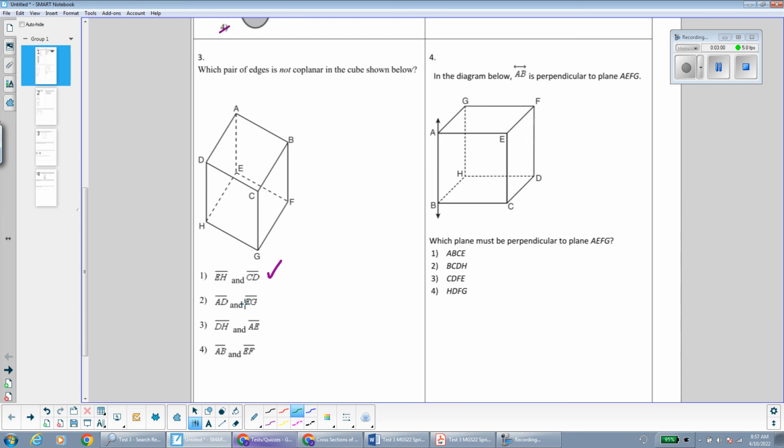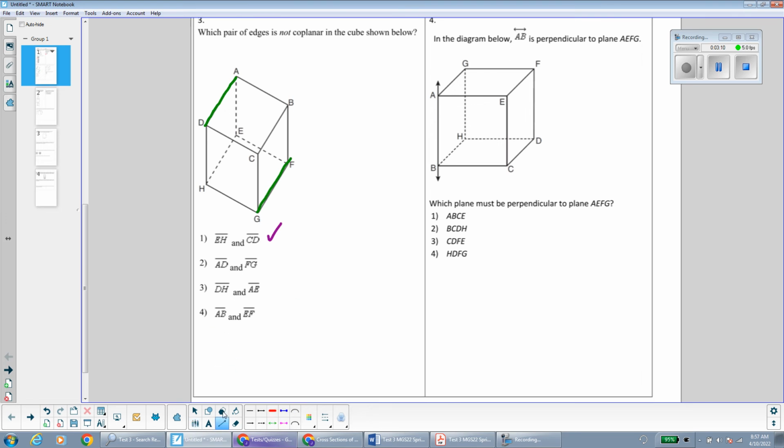For number 2, AD and FG. At first glance, it doesn't appear that these are on the same plane as each other. But if I connect the endpoints diagonally, I see that they are on the same slanted plane as each other. I didn't connect that so well. Let me try that again. There we go. So they are on the same slanted plane as each other. So we can draw a plane that has both AD and FG on it.